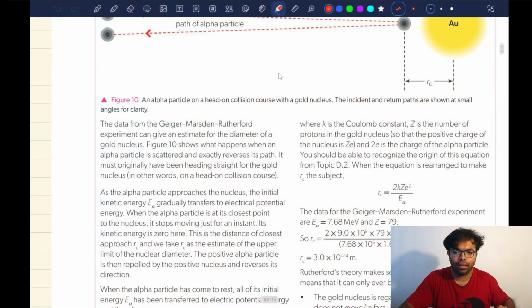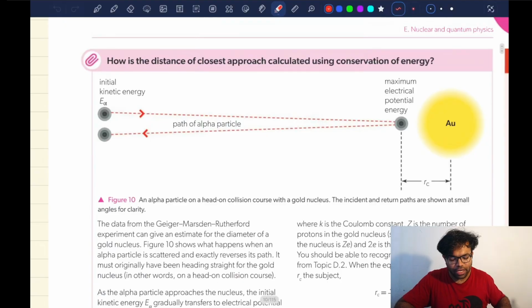Okay, let's start. How is the distance of closest approach calculated using conservation of energy? Conservation of energy means what? Energy can neither be created nor be destroyed. Understood? Energy can neither be created nor be destroyed.